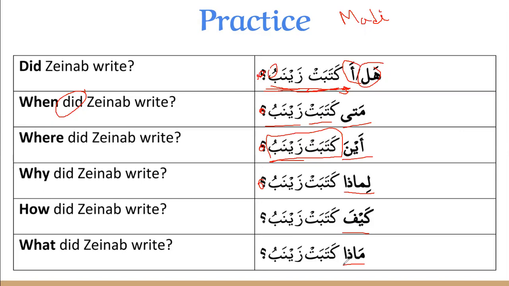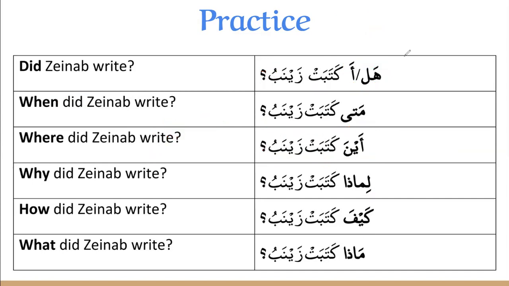Okay. Now you can ask the question man. Man is not here. Like you can say man. Man means what? Man means who? Man kataba. Man kataba means who wrote. Okay. So these are the examples for Madi.